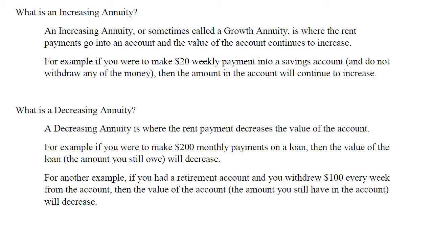A decreasing annuity is where the rent payment decreases the amount of money in the account. So, for example, if you were to make $200 payments on a loan, then the value of the loan will continue to decrease. Or another example, if you had a retirement account and you withdrew $100 every week from that account, then the value of that account would continue to decrease.